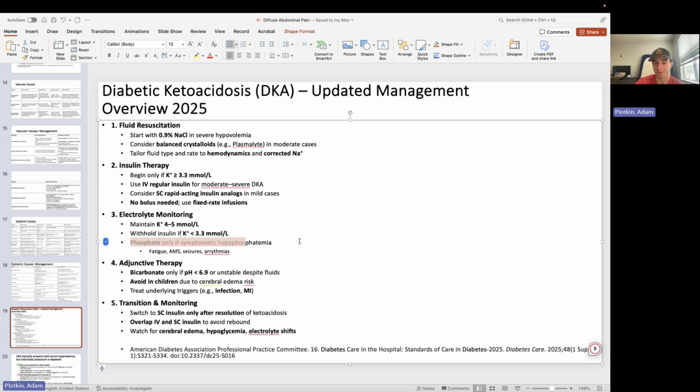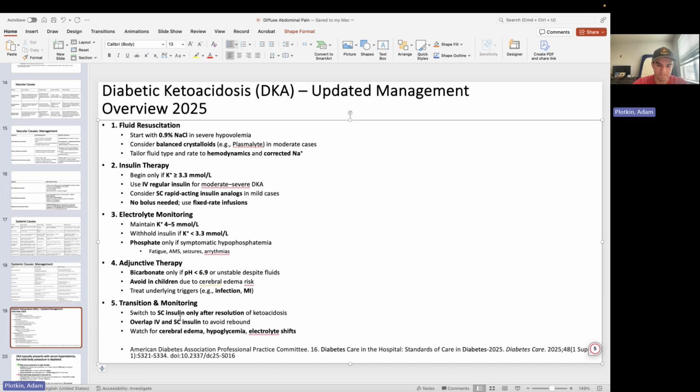Phosphate we only give if they're symptomatic. Things that could key me in on symptomatic hypophosphatemia: fatigue, altered mental status, seizures, and certain arrhythmias. Adjunctive therapy, we only give bicarb if the pH is less than 6.9. Never going to be the right answer on your board exam.